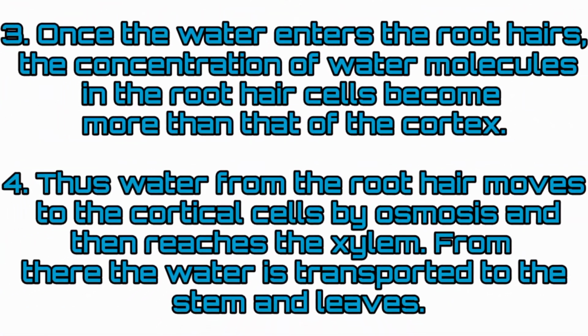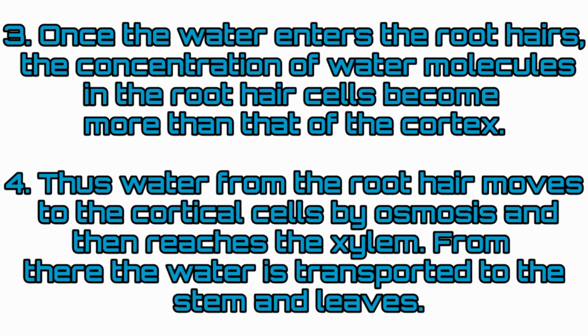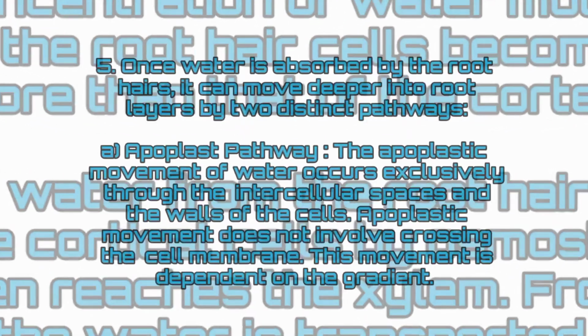Once the water enters the root hairs, the concentration of water molecules in the root hairs becomes more than that of the cortex. Thus, water from the root hair moves to the cortical cells by osmosis and then reaches the xylem. From there, the water is transported to the stem and leaves.